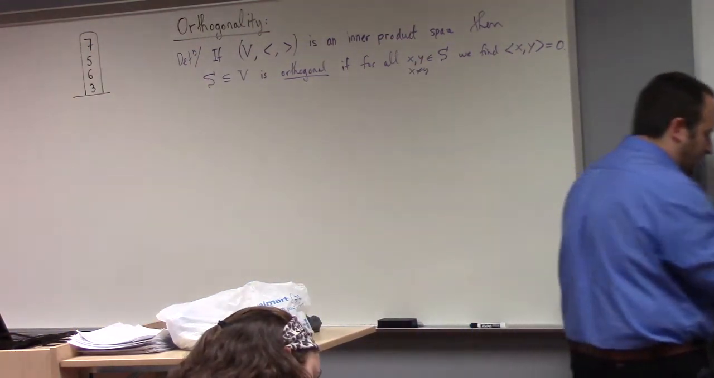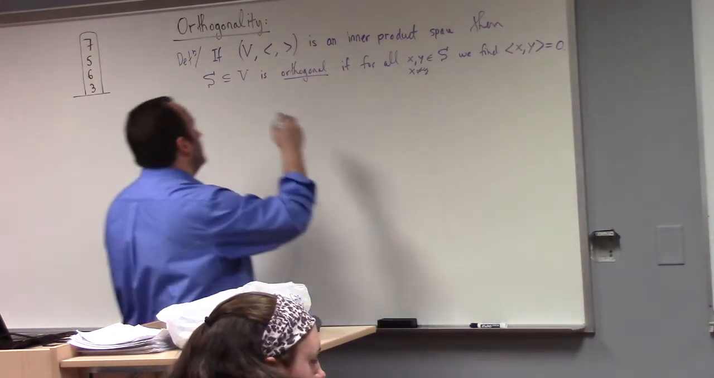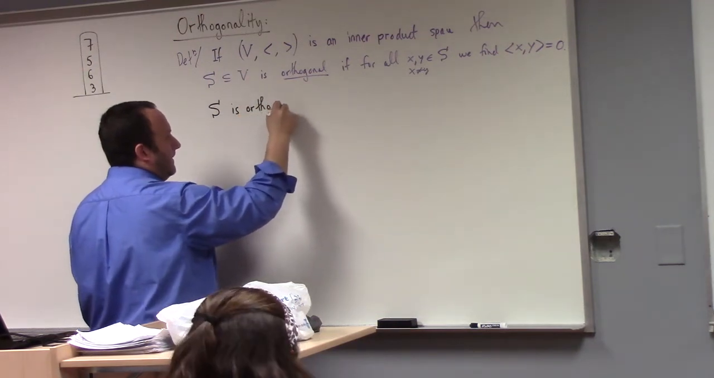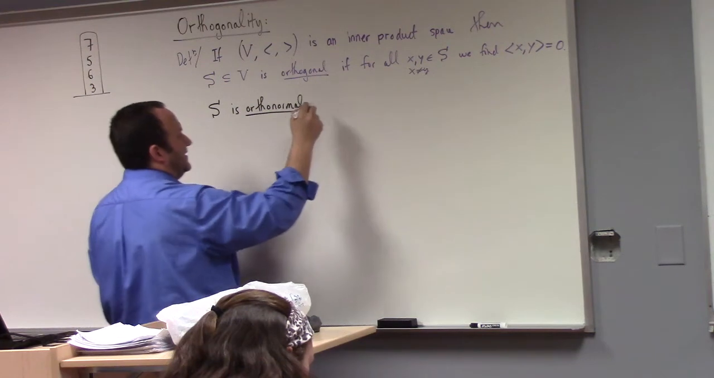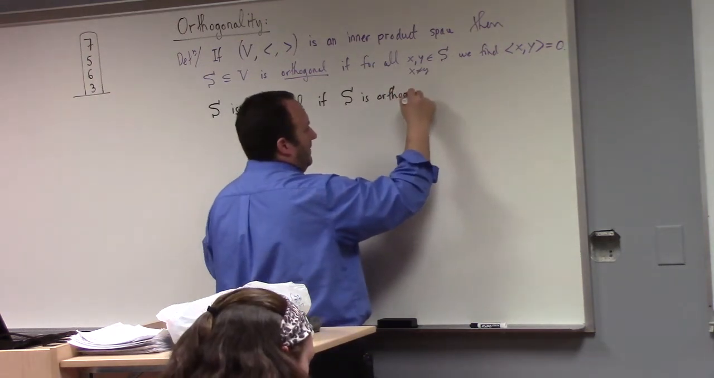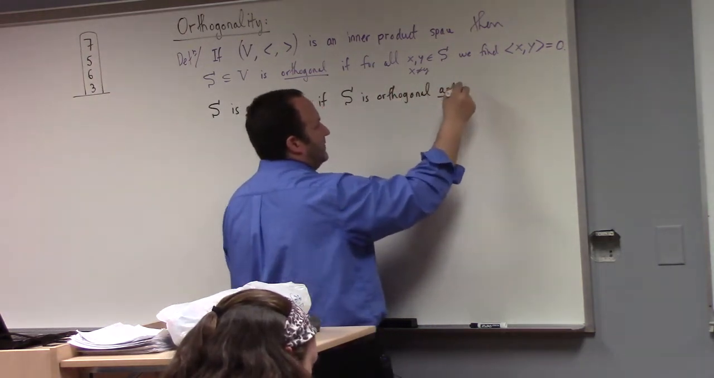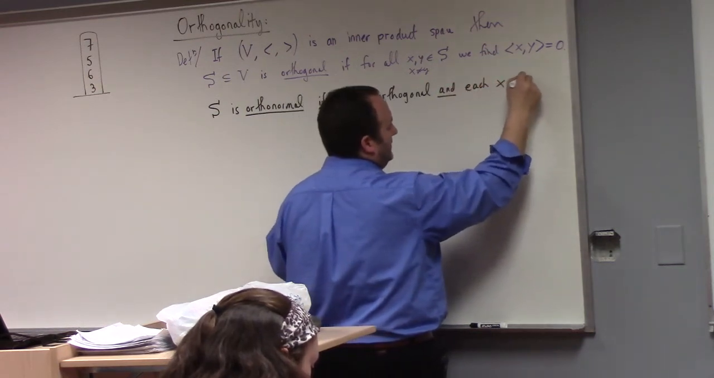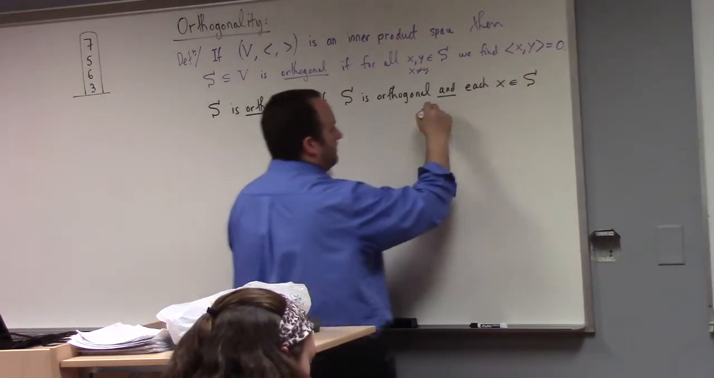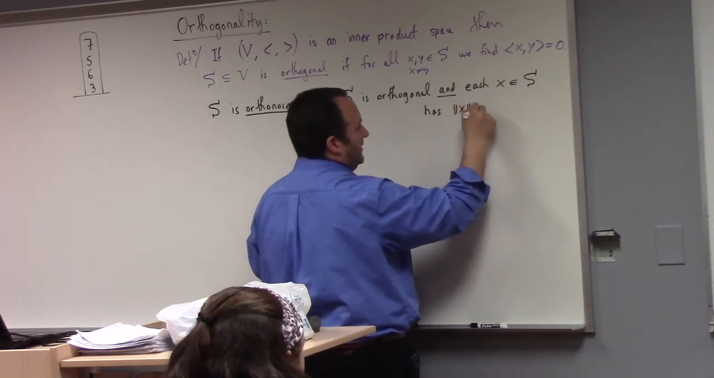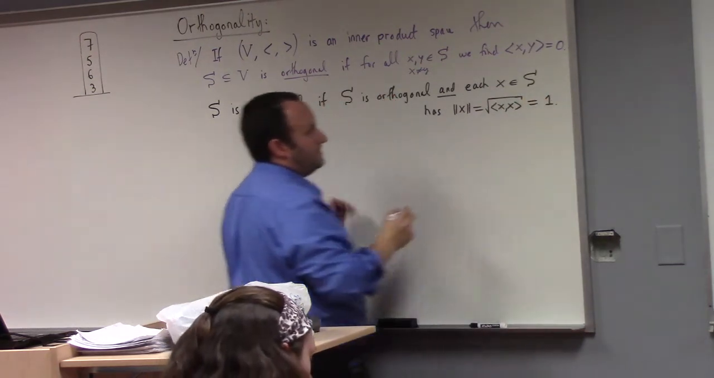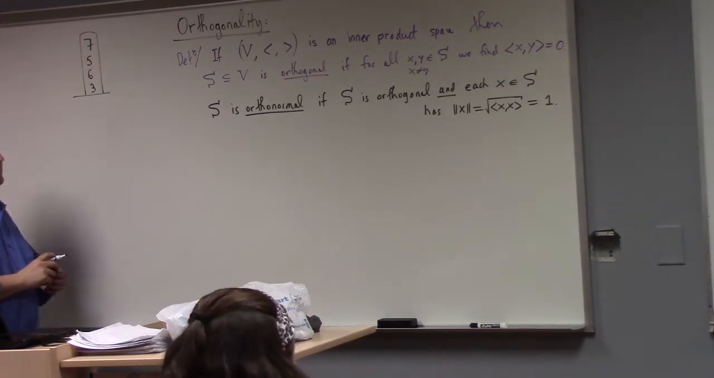Before I forget, what is the difference between orthogonal and orthonormal? S is orthonormal if S is orthogonal and each x in S has norm of x, which, by the way, is the square root of the inner product of x and x, equal to 1. This is an orthonormal set.